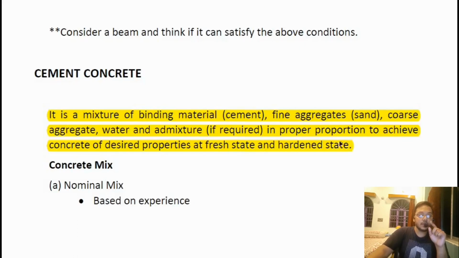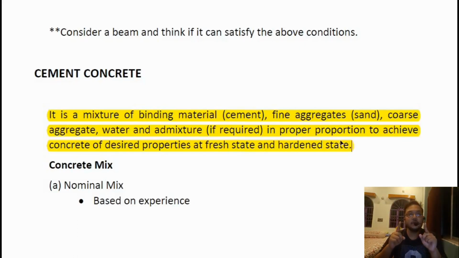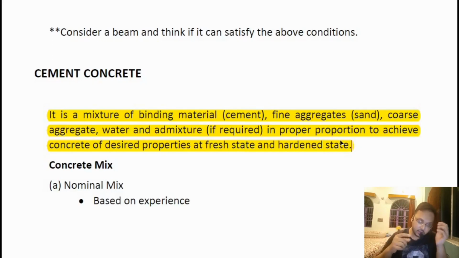So the concrete should be providing the desired properties. What are those desired properties? That is safety, serviceability, and durability, whatever they are, and also that concrete should be providing a particular strength. That particular cement concrete should be giving you some particular strength, which gives you the idea about the grade of the concrete. About that grade I'll be talking in the later section.